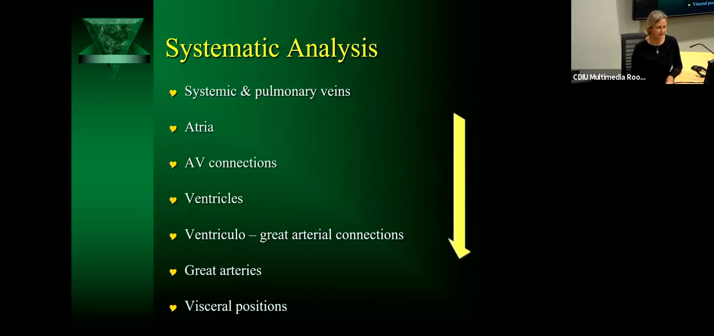So here's a systematic analysis. So looking at the systemic and pulmonary veins, looking at the atria. So it's really, for instance, on the right side, when we're looking at what is coming into the atrium, it should be the SVC and the IVC. When we look at the left atrium, it should be the pulmonary veins. Then going through the atria, the AV connections, the ventricle to great arteries connections, the great arteries themselves, and then the visceral positions, meaning the positions of the lungs and the liver and spleen and stomach.